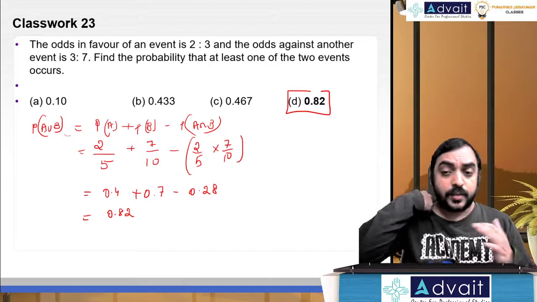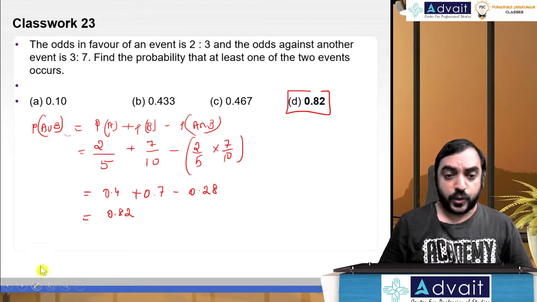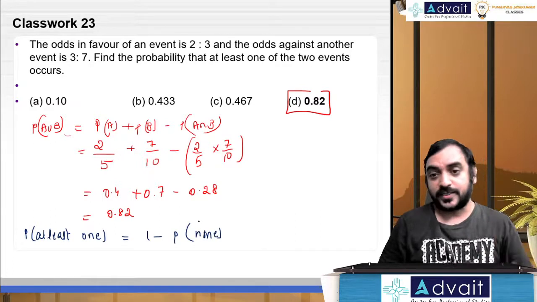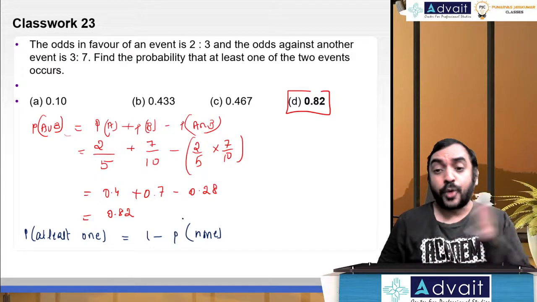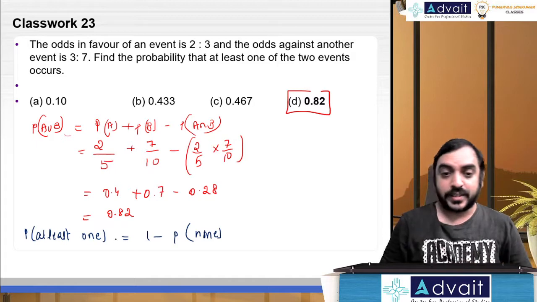Okay, but there is one more popular method we used to do. Let me show you that also quickly. That is, probability of at least one can be written as 1 minus probability of none of them. Complement method. A union B is 1 minus none of them, neither of them. Probability of either is 1 minus probability of neither, using that method. So 1 minus probability of none of them.